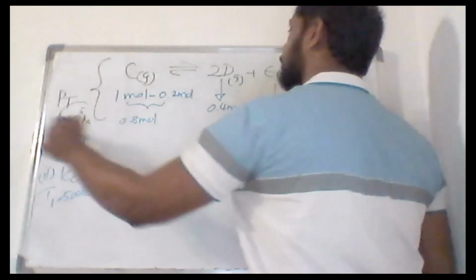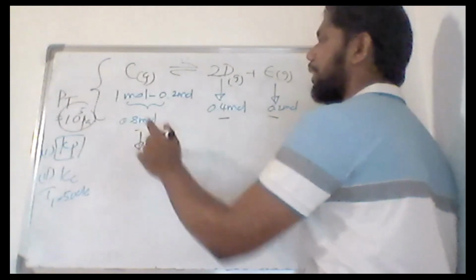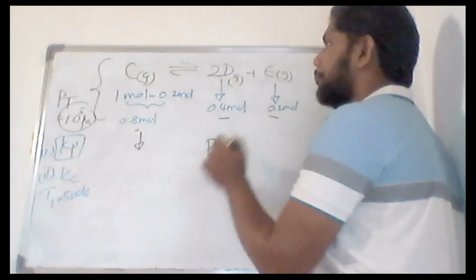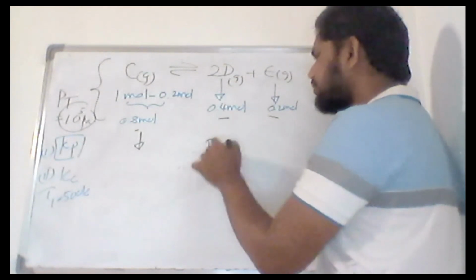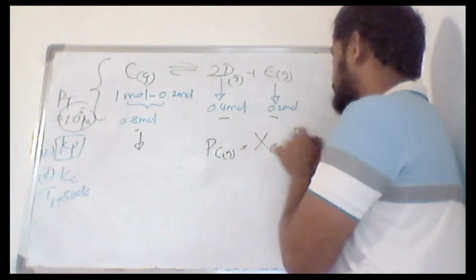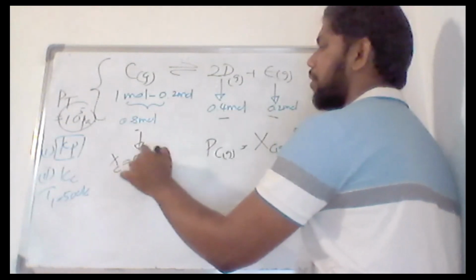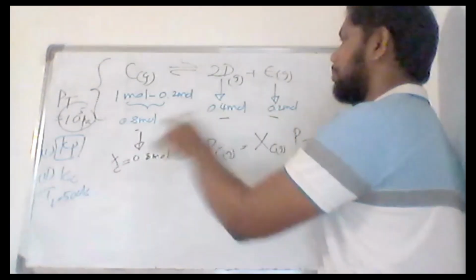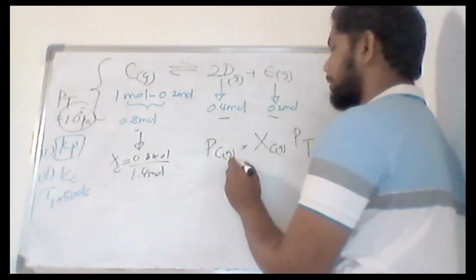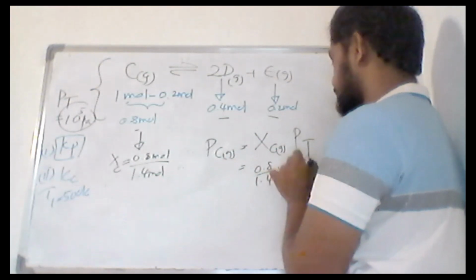So you have the total pressure and you have the number of moles. You can find the mole fraction and apply Dalton's law. Because Dalton's law says P of C gas is equal to X of C gas times PT. So you need to find XC. So XC here is 0.8 moles over total moles. So total moles you have 1.4 moles. And PC should be equal to XC, 0.8 over 1.4, times 10 to the power 5.